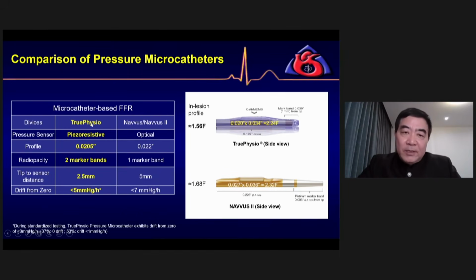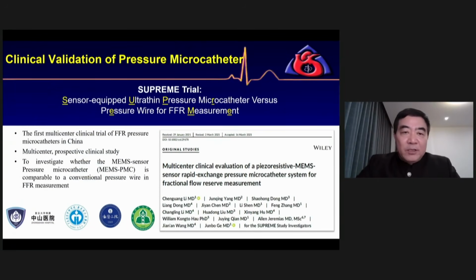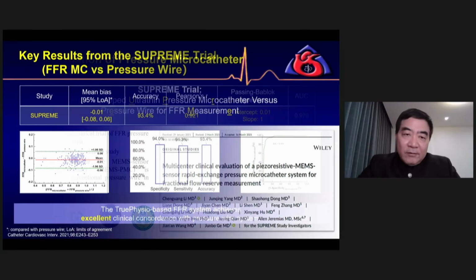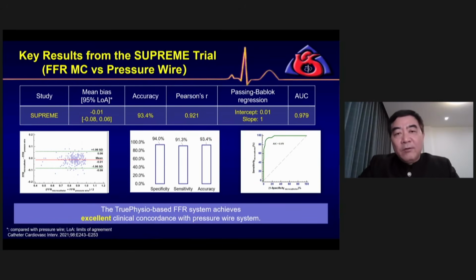We also compared the parameters of another monorail system, which uses an optical mechanism. The profile of this pressure wire is only 0.02 inch, which is very small, and it can cross every lesion. We then conducted the multi-center Supreme trial, which was published recently, comparing FFR and the FFR derived from the pressure microcatheter, and we found very good consistency between the two methods. The new device, a pressure microcatheter, has less drift and a more stable position.